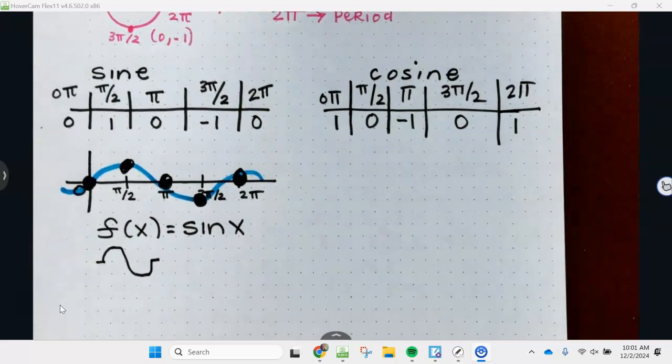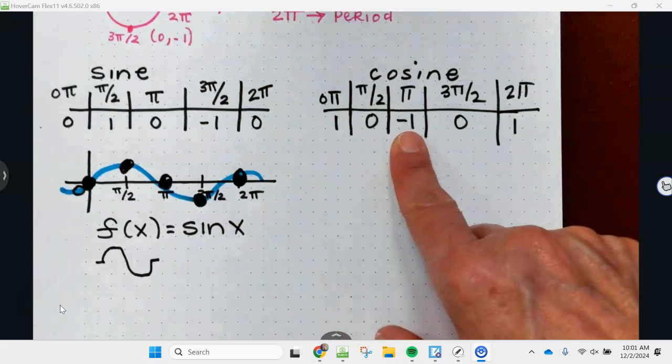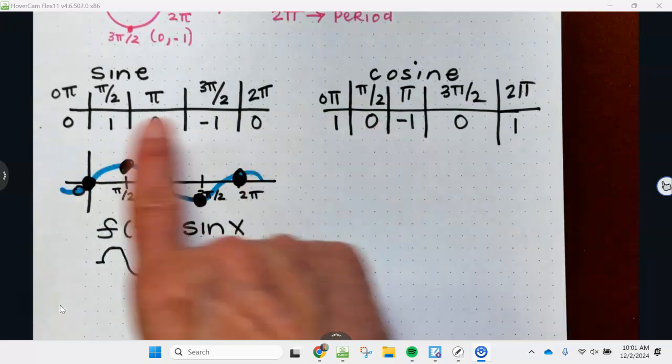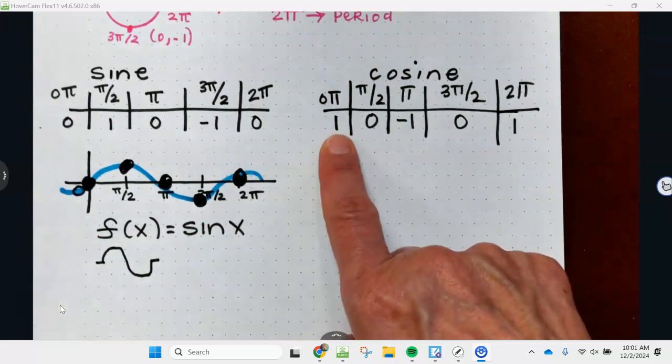So if you notice, it's kind of similar. It does get the highest value of 1. It has the lowest value of -1, but they're not identical, which means their shapes are different. This started with 0, this started with a 1.